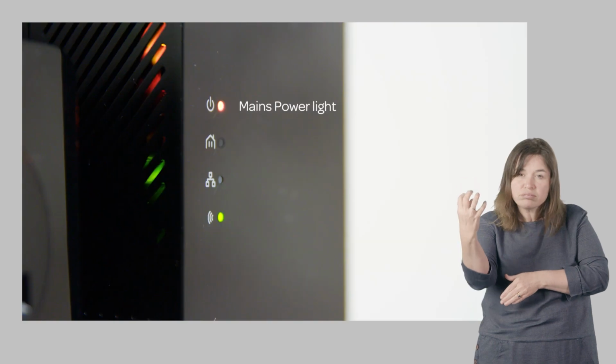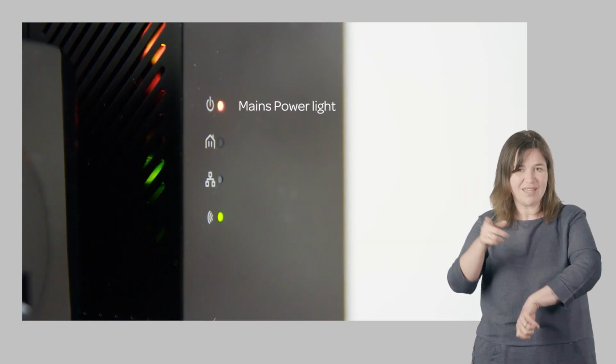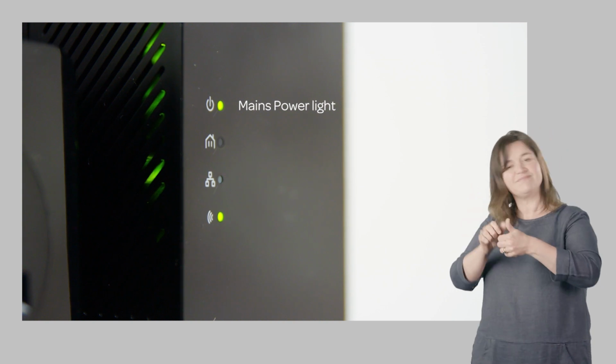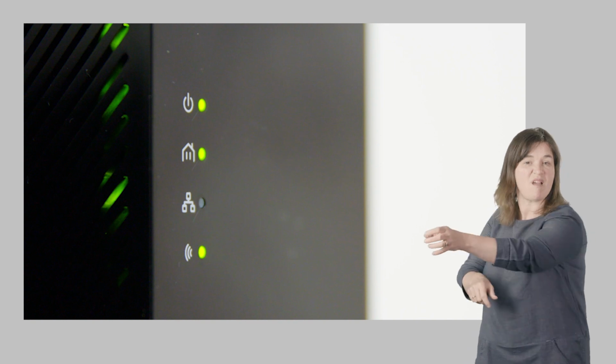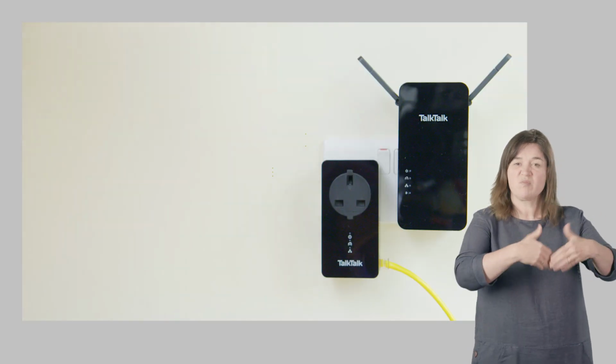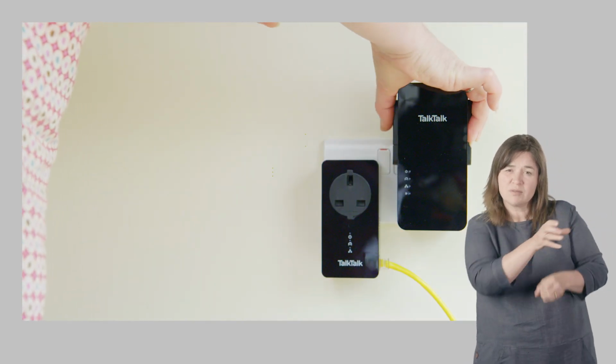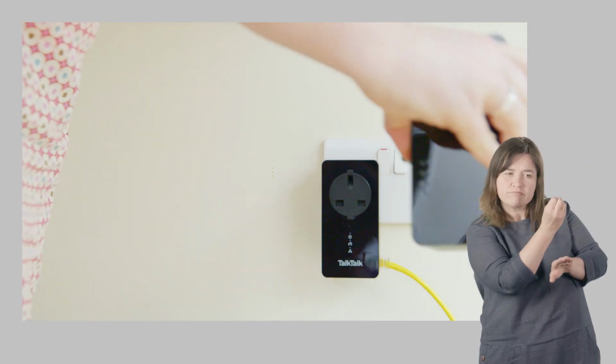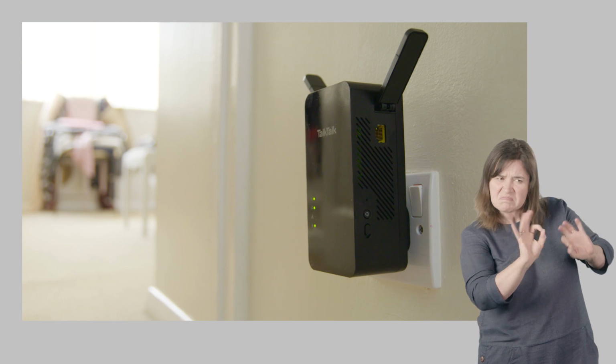Within 2 minutes, the mains power light on the Wi-Fi extender will turn solid green to show that the network connector and Wi-Fi extender have connected successfully. So you can now unplug the Wi-Fi extender and move it to a socket where you have weak Wi-Fi signal. Again, make sure the antennas are extended.